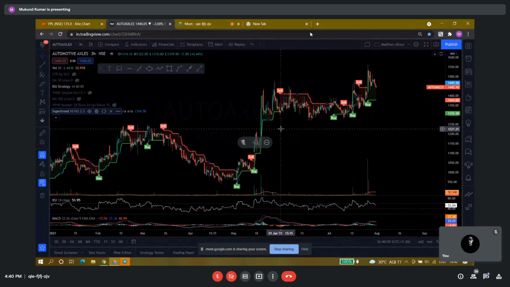Long-term investors can obviously follow that daily chart, and that might help them. But we as general traders, as positional and swing traders, will obviously stick to the 3-hour chart and the 10 and 2.5 settings for a reasonable trailing stop loss. That would range around 7 to 8%. That is basically an acceptable thing. Okay, okay, sir. Thank you.